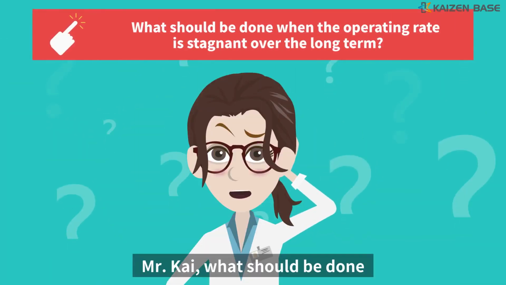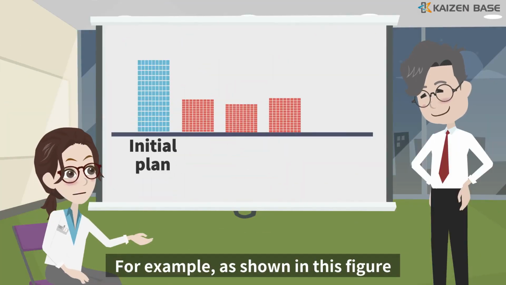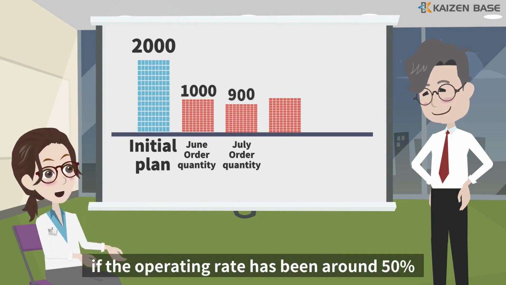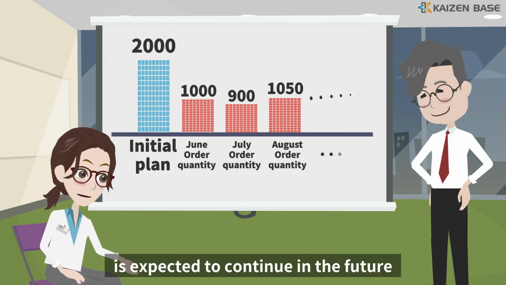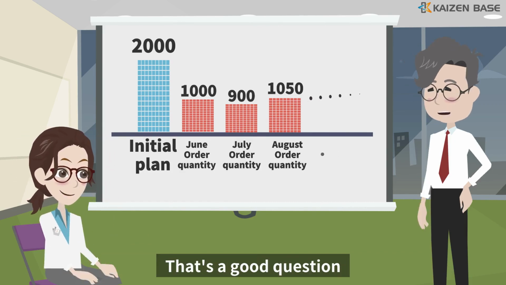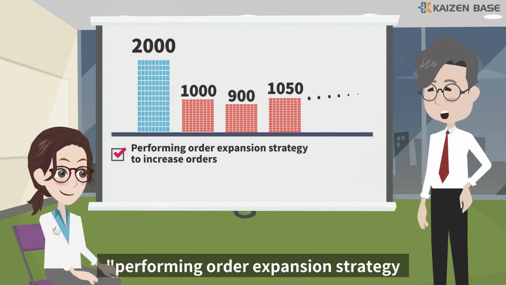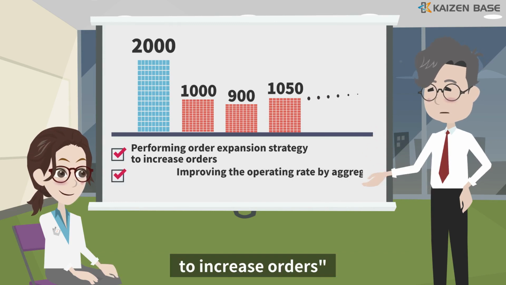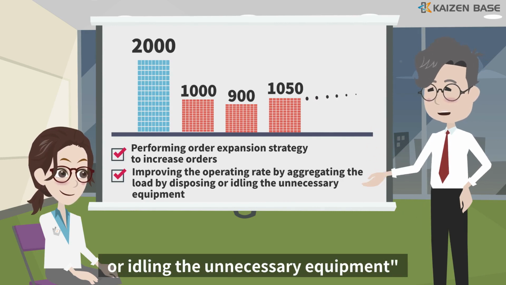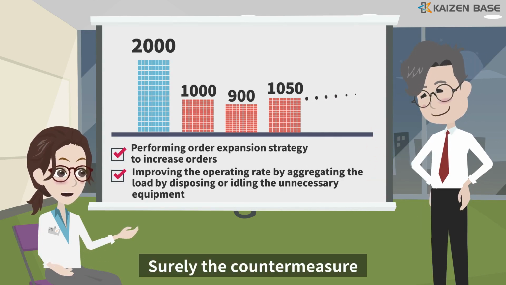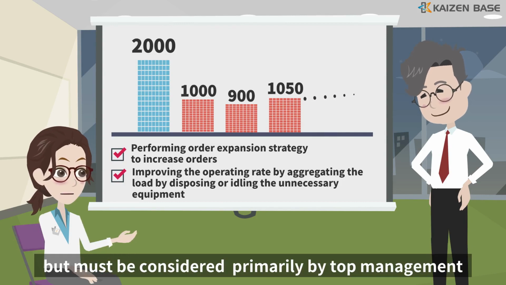Mr. Kai, what should be done when the operating rate is stagnant over the long term? For example, as shown in this figure, what should we do if the operating rate has been around 50% for several months in a row compared to the initial plan and the same trend is expected to continue in the future? That's a good question. In such cases, we should consider countermeasures such as performing order expansion strategy to increase orders or improving the operating rate by aggregating the load by disposing or idling the unnecessary equipment. I see. Surely the countermeasure should not only be considered on-site, but must be considered primarily by top management.